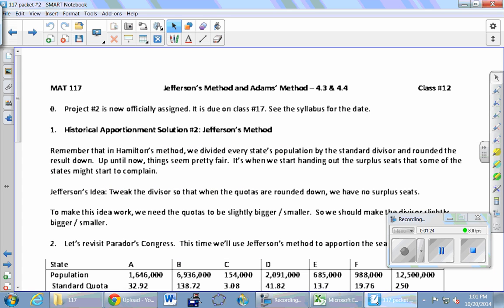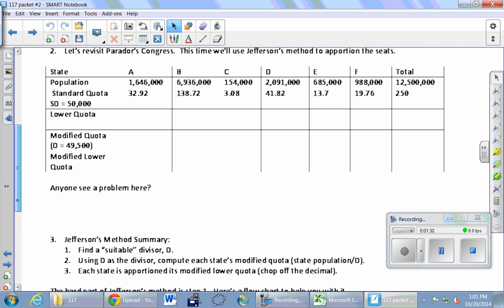Okay. So at the top of page 12, why don't we just skip some of the text and take a look at the chart, just to remind ourselves, because it's been a little while since we did this. So we had this made-up country called Parador, and Parador had a total of 250 seats to give out. And so here were the populations of each of the 6 states in Parador.